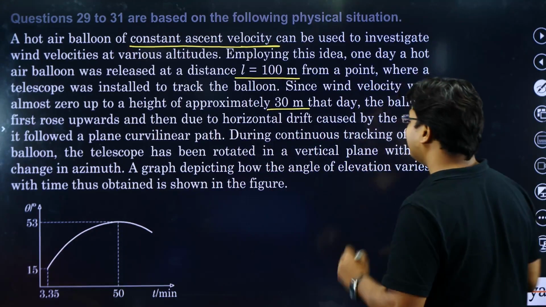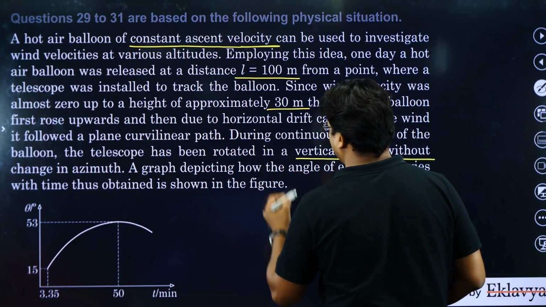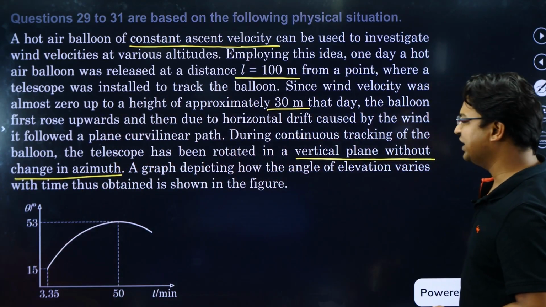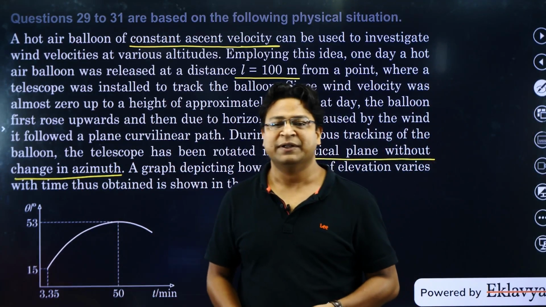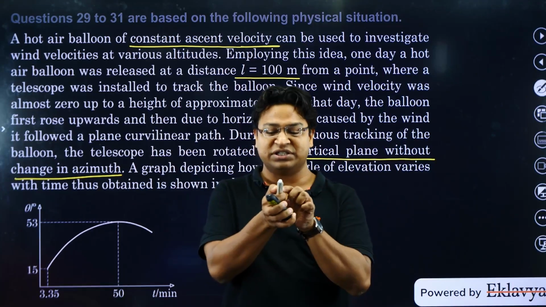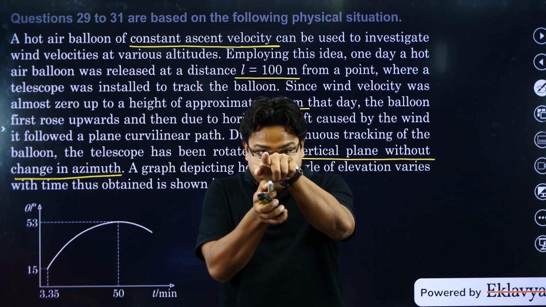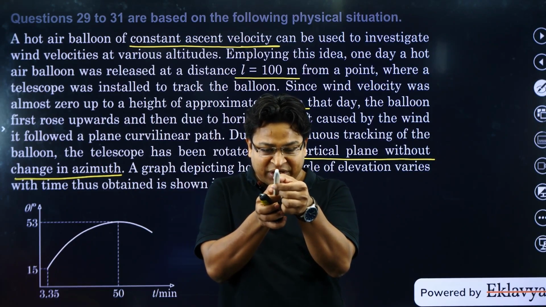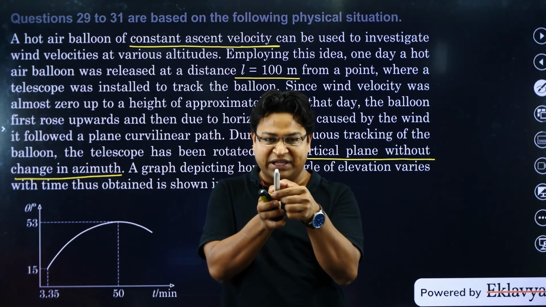Now, let me first clarify this line, because I am very sure, based on my experience, that students will find this line very confusing. Like, what is going on here? A vertical plane without change in azimuth. What does that mean? So it's something like that. If this pen is the telescope, and it is pointing at something, and that something is going up, then it is simply increasing its angle of elevation, that is, this angle is increasing.